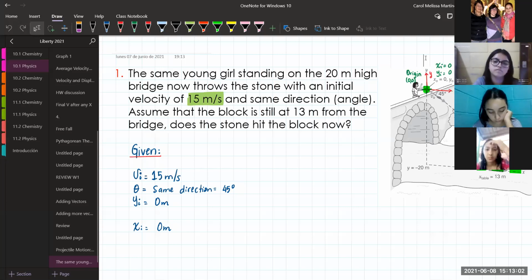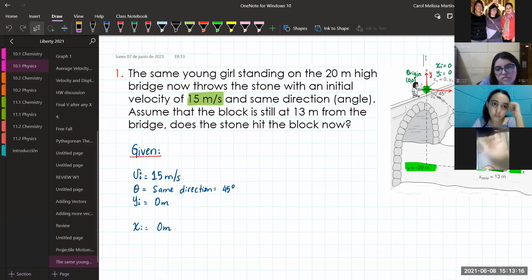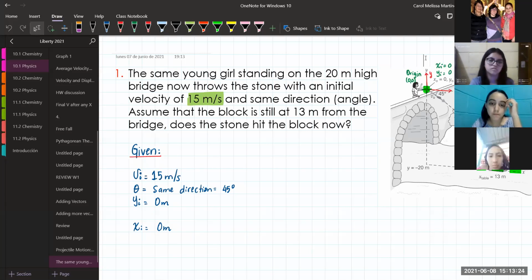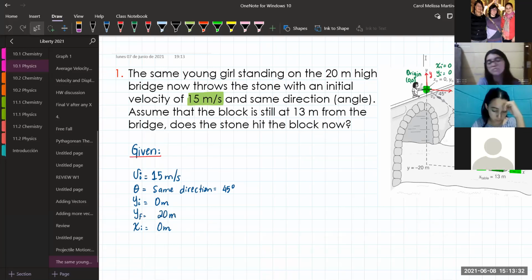Now, what final vertical position is that? The vertical position indicates that it is 20 meters below the original position. So the final position on the vertical axis is going to be 20 meters below. Below means negative. So this will be the final position in y, 20 meters below. In other words, this is negative 20 meters.